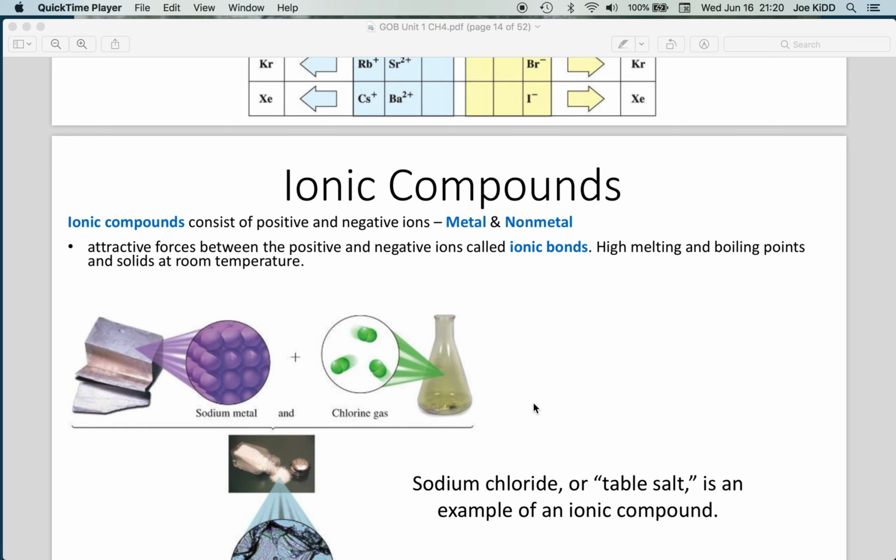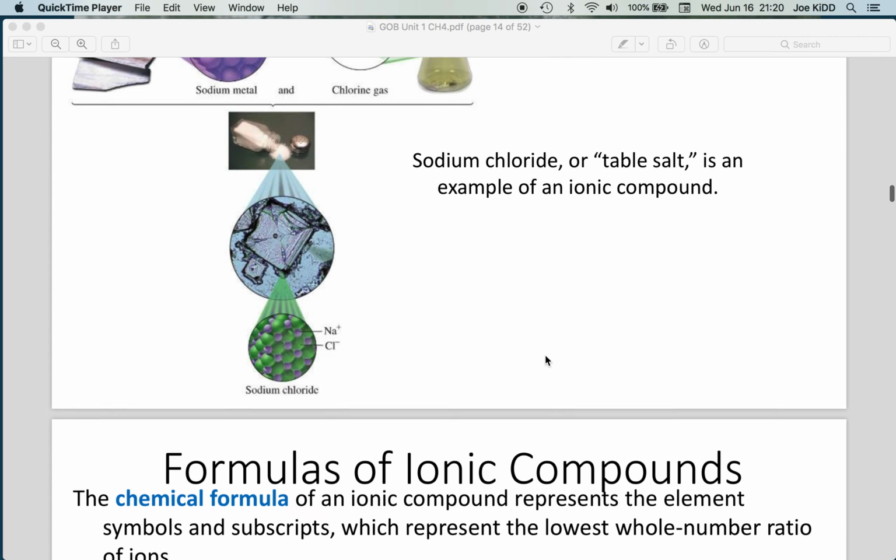Now, melting is different than dissolving in water, and we'll talk about that later. But I'm talking about if I heated up table salt. It's not going to melt like butter does or something like that. And if I put a blowtorch on it, it's not going to catch on fire. That's because ionic compounds have these super strong bonds from that positive and negative attraction to each other.